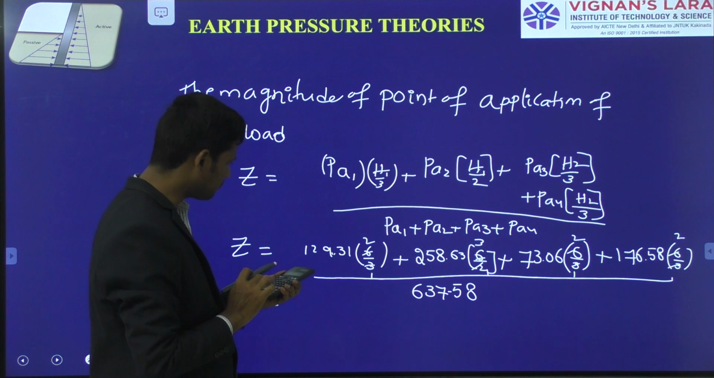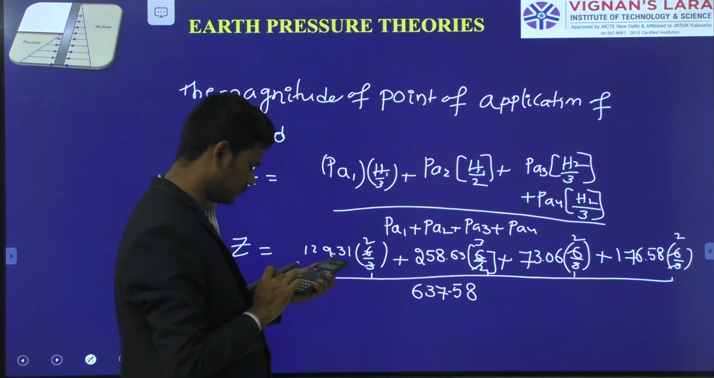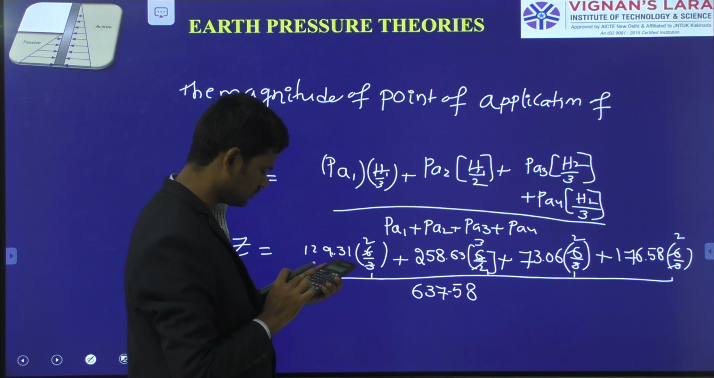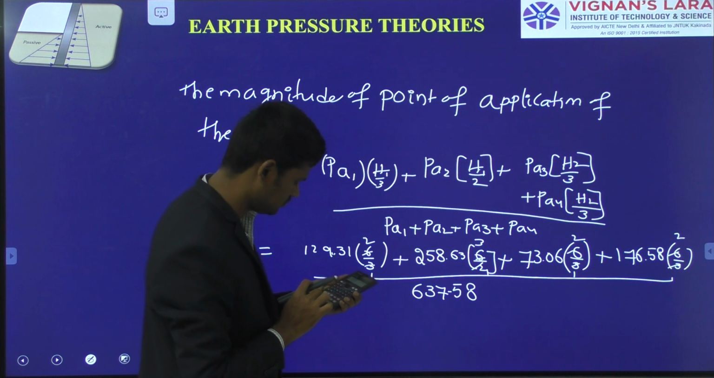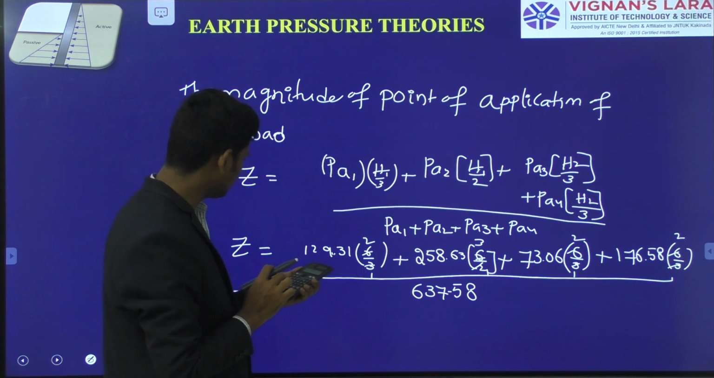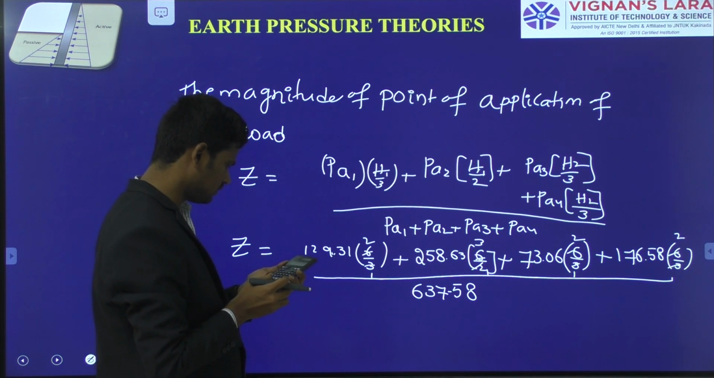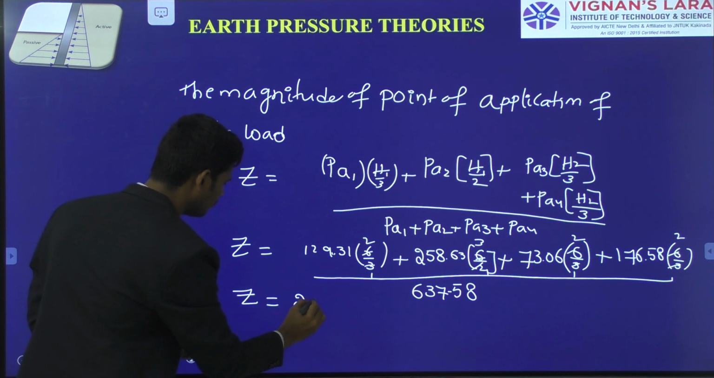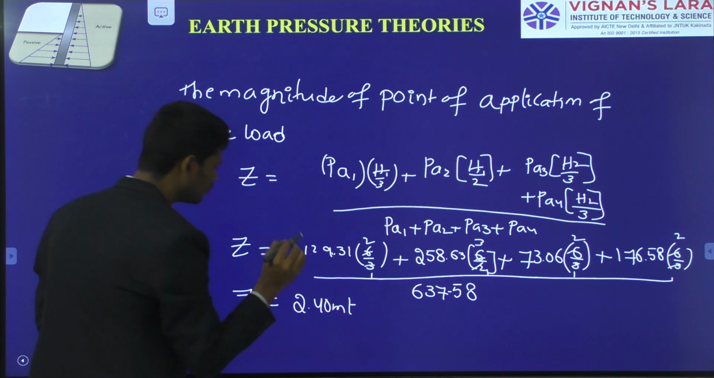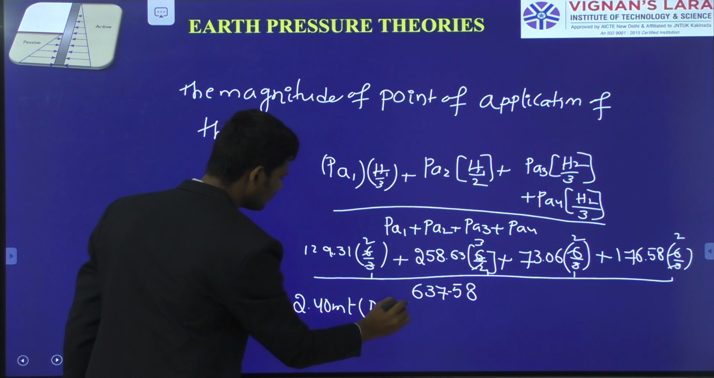129.31 into 2 plus 258.63 into 3 plus 73.06 into 2 plus 176.58 into 2. Okay, divided by we are having 637.58. Okay, 2.40 meters. We are having the point of application of the load at a height of 2.40 meters.